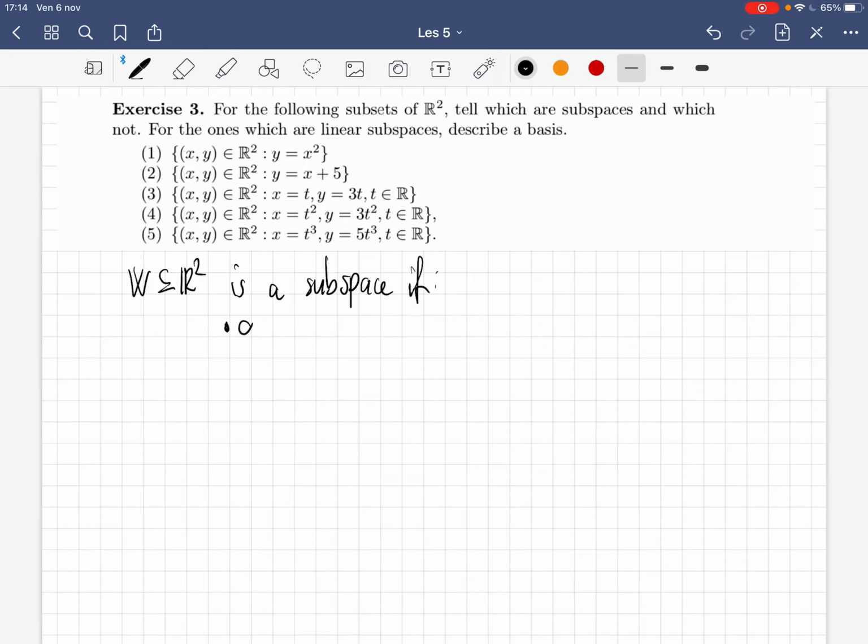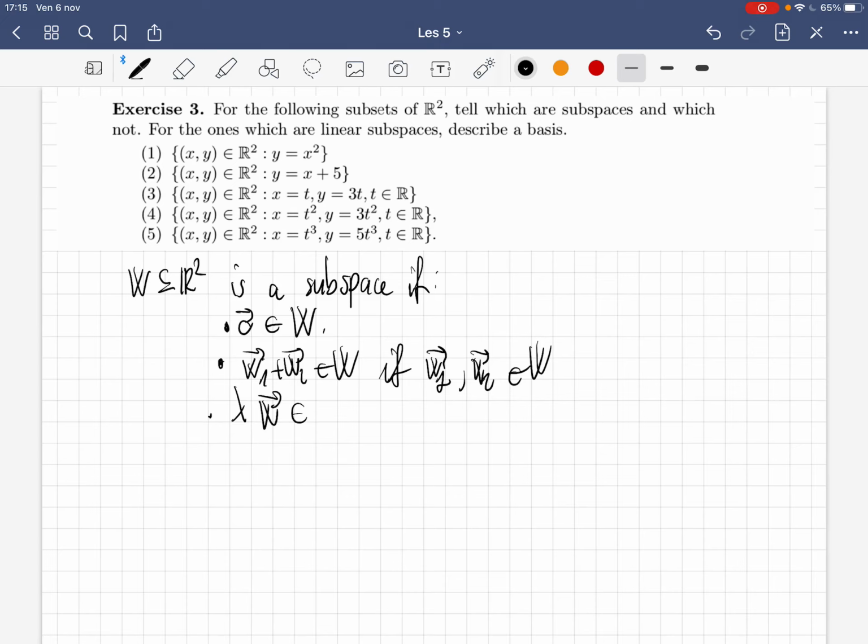If you have to have the zero vector and it has to be closed with respect to the sum, and multiplication of scalars. Okay, so this is the definition, and we have to check this.